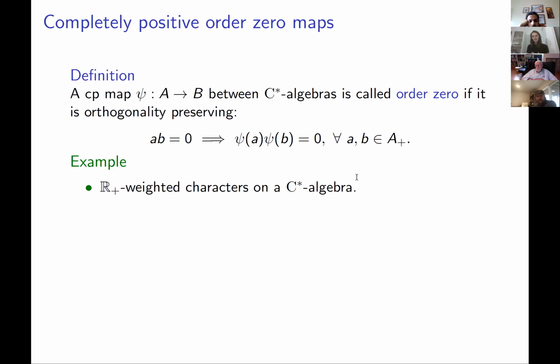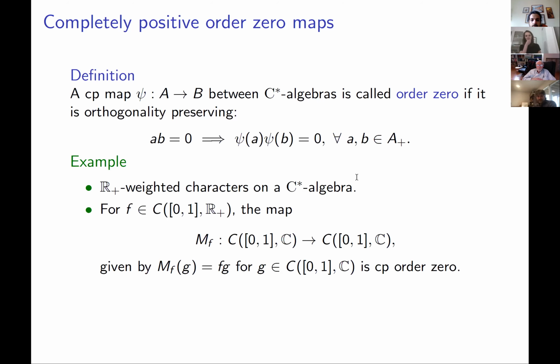So what are some good examples? If you take the characters, or the multiplicative linear functionals, on a C-star algebra and weight these by positive scalar values, these will always give you an order 0 map. If we take a multiplier, so a linear map going from continuous complex valued functions on the interval 0, 1 to itself, and we just go by multiplying functions by some positive real valued function, then this will also give us a CP order 0 map.